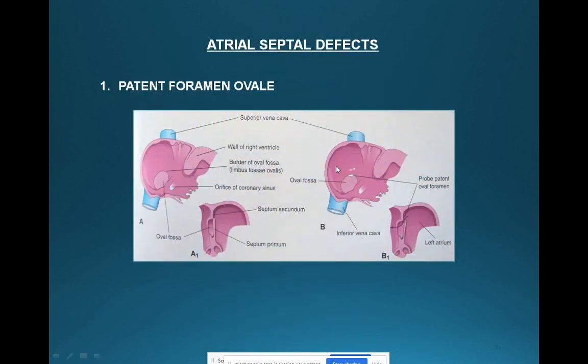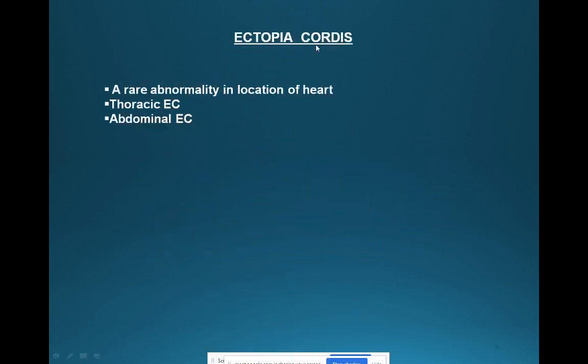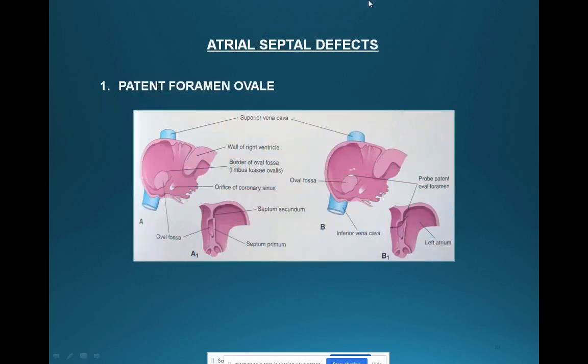Second is a condition which is known as ectopia cordis. Now this has something to do with the ventral wall defect. It exactly doesn't come in purview of this class. We will discuss it sometime later. Now we see the atrial septal defect, ASD.